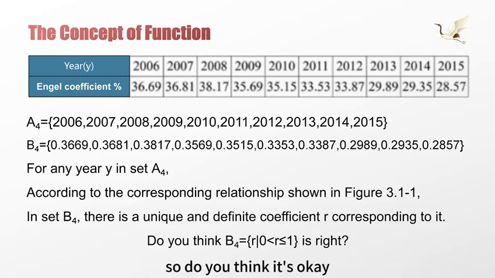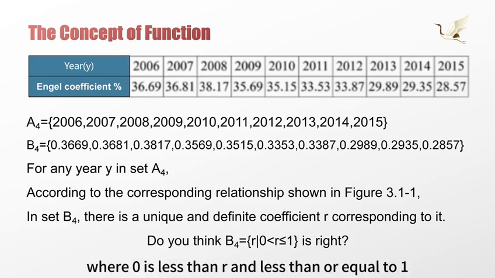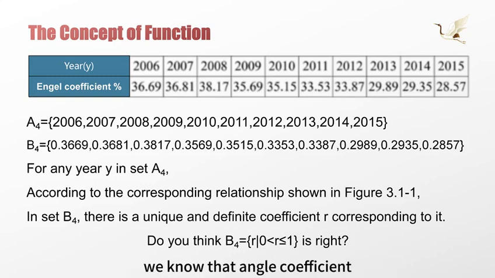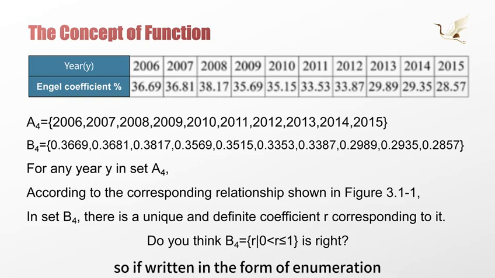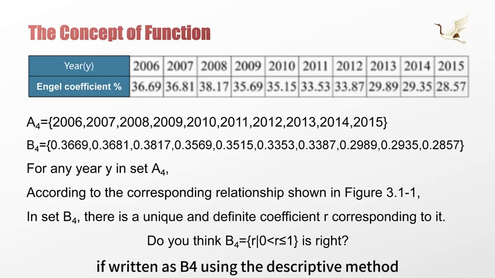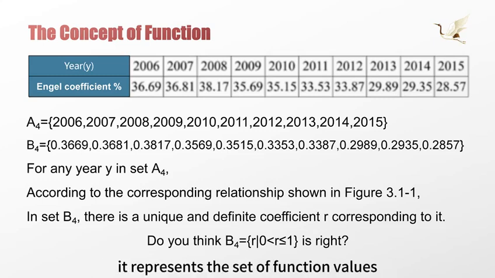So do you think it's okay to write the set B4 in descriptive form, where 0 is less than R and less than or equal to 1? According to the definition of Engel coefficient R, we know that Engel coefficient R should indeed belong to such a range. So, if written in the form of enumeration, it represents a set of function values in which all elements are presented. If written as B4 using the descriptive method, it represents the set of function values, with the former being a subset of the latter.